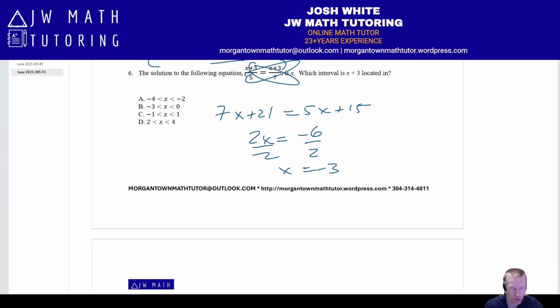Now, you have to be careful. They want to know the interval that x plus 3 is located in, not x, not negative 3, but x plus 3, which is negative 3 plus 3, which is 0. So which of these intervals is 0 located in?